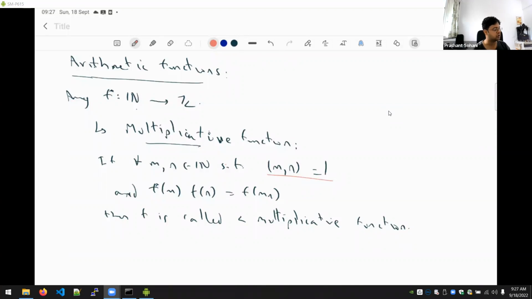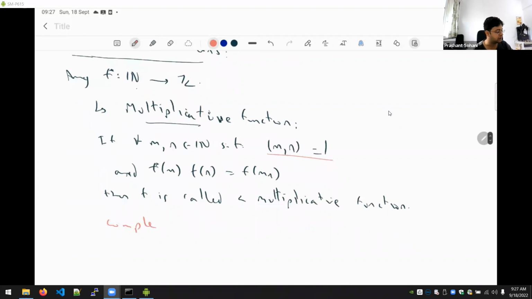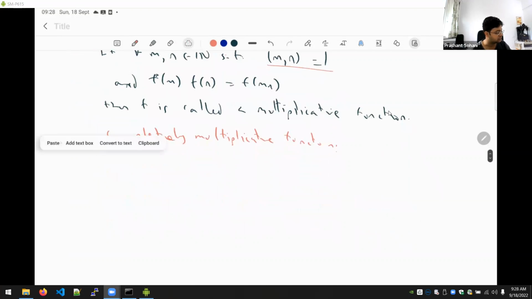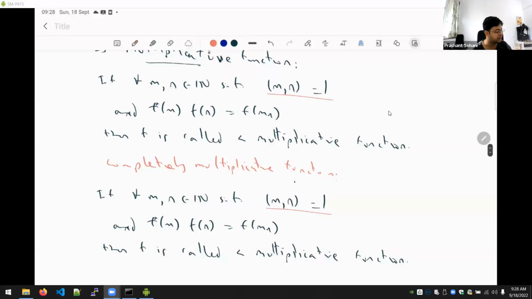There is another concept called completely multiplicative function. In a completely multiplicative function, it is exactly the same thing, but this GCD condition is no longer there. If I just delete the GCD condition, then this becomes a completely multiplicative function. So a completely multiplicative function works for any natural numbers m and n. But if we just call it a multiplicative function, then the numbers have to be co-prime.